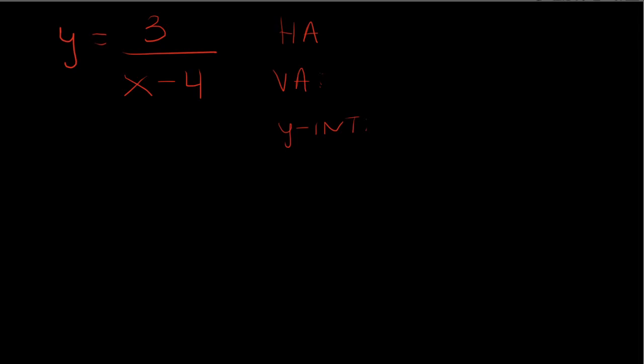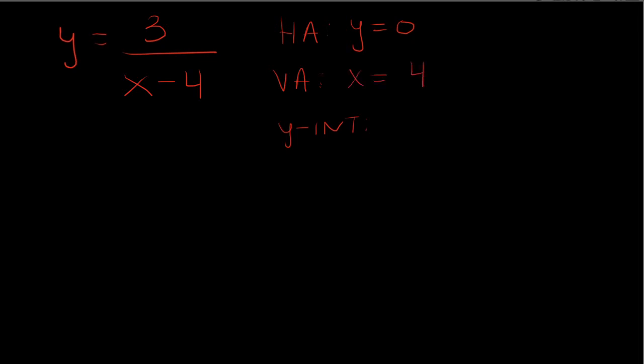Let's start with the first problem. We're given y is equal to 3 over x minus 4. For this one, we want to list out the horizontal and vertical asymptotes, as well as any intercepts. For the horizontal asymptote, the degree of the bottom is bigger, so it's going to be 0. Vertical asymptote, we set the denominator equal to 0.